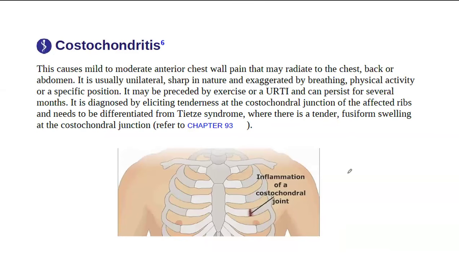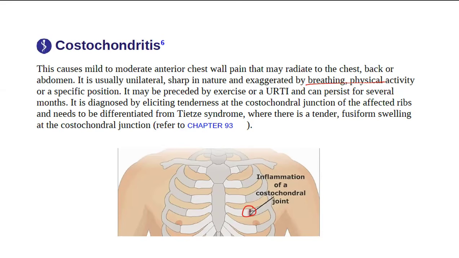Costochondritis. So, there is a musculoskeletal cause of chest pain. This is where the patient gets an inflammation of the costochondral junction over here. So they complain of pain and tenderness. Sometimes we can even feel a bit of swelling over here. Usually it will get worse with breathing and physical activity. Sometimes they will be able to pinpoint the area of the pain.